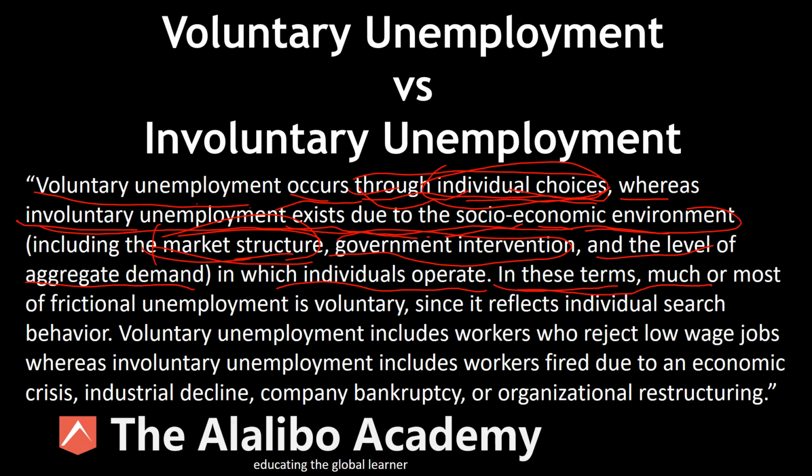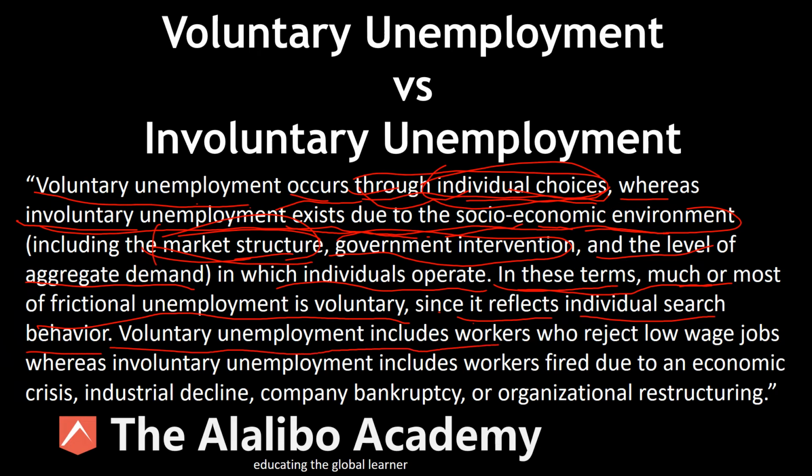Now it says here in this text, much or most of frictional unemployment is voluntary, right? Again, frictional unemployment is voluntary. We talked about frictional unemployment in a different video. It is voluntary because the individual has a transition period between two jobs. Now the individual could decide to work with no break, and stop one job on one day, and the next day begin another job. But they decide to take maybe 2 weeks off, 3 weeks in between, and so forth. So that's voluntary, since it reflects individual behavior.